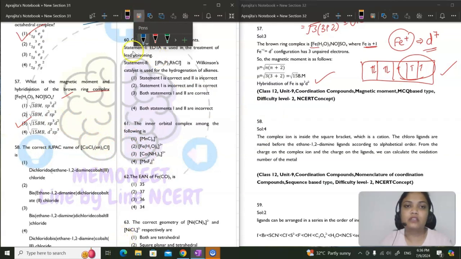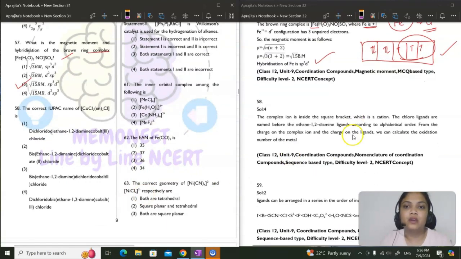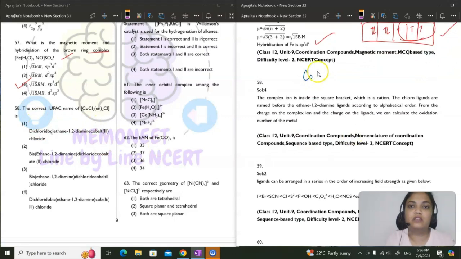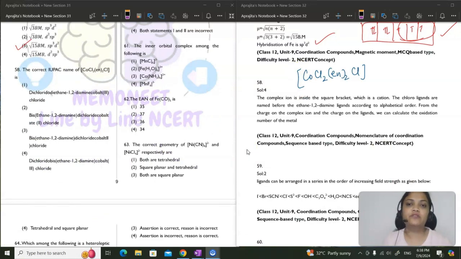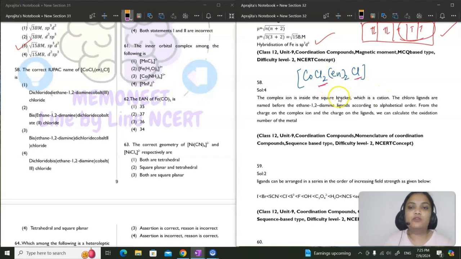So here a compound is given to you. You need to find out the correct IUPAC name. Okay. Now just see here the compound given is CoCl2(en)2 and Cl. So this is the compound given to us in this case. So students, whenever we have to do the naming, we need to find the oxidation number of the metal as well. So here students, you can see that 3 chloride ions are there.